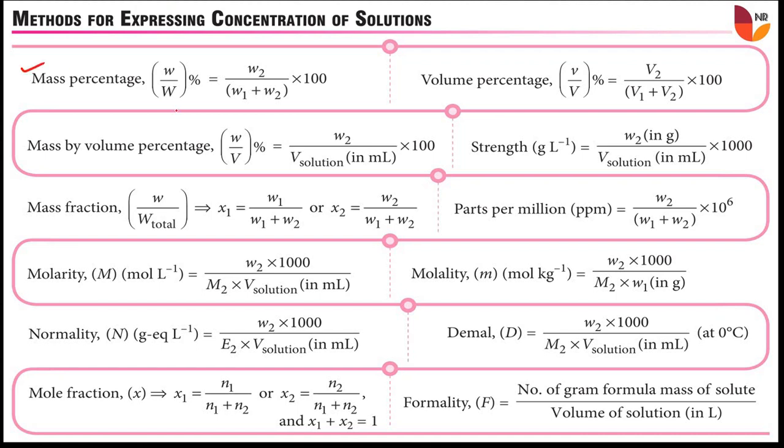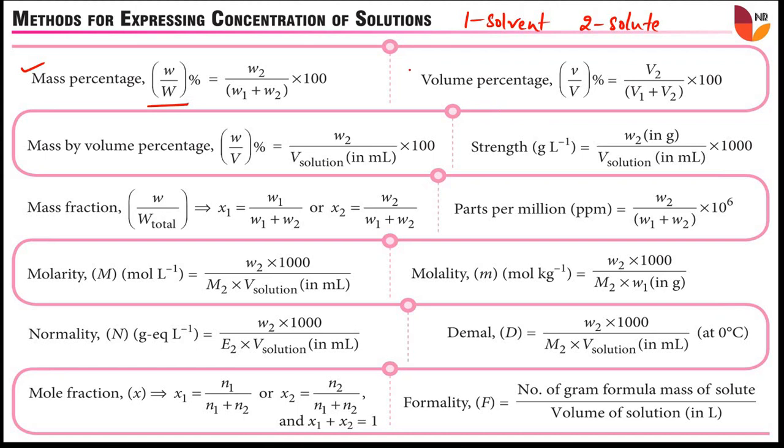That is the mass percentage method, W/W percentage, which is equal to the mass of the solute divided by the total mass of the components present in the solution. Here 1 indicates the solvent and 2 indicates the solute. That is, weight of the solute divided by total weight of the solute and solvent, into 100. That is the mass percentage method.